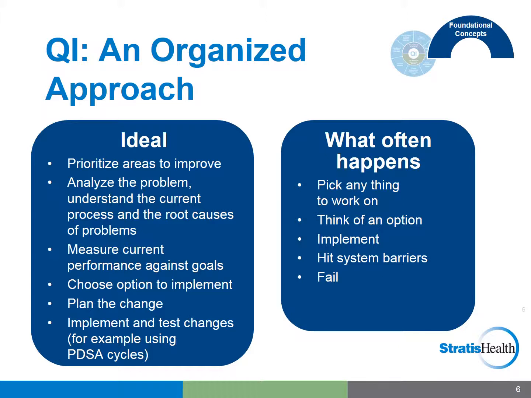The two columns presented here compare the ideal approach to quality improvement with what tends to happen often when we attempt to improve quality without a systematic approach and set of QI tools. Ideally, we start any quality improvement work by prioritizing the areas we need to improve on, followed by analyzing the problem. We should measure our current performance against goals that we have set to determine what the current gap may be. Your QI team will select the best options to implement among those that have been discussed and then plan out how to test the changes.